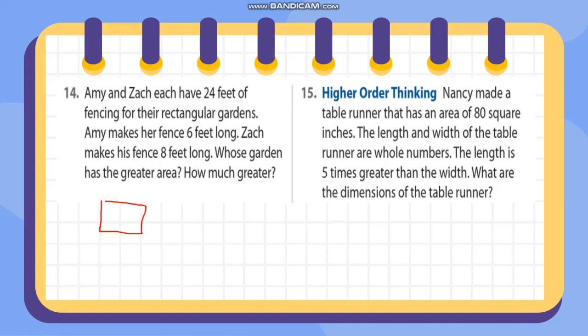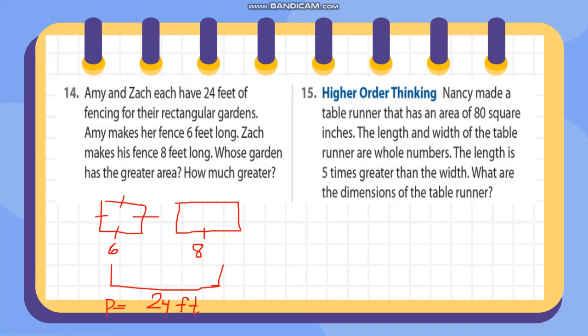Okay, and this is for Zach. Amy uses 6 feet long for her fence, and Zach's is 8 feet long. Amy and Zach each have 24 feet as the perimeter of their rectangular garden. So, in order to complete this perimeter and to find the area, you need to first find all the sides.